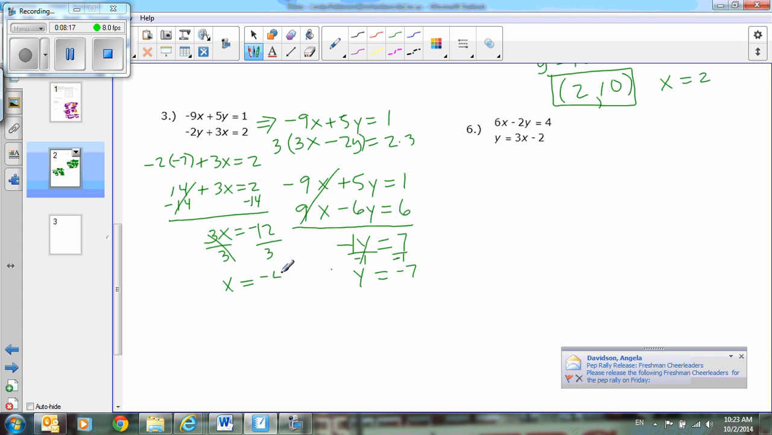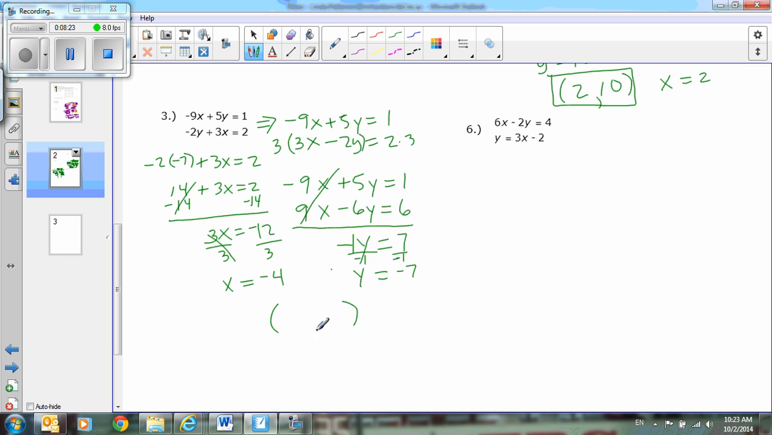All right, so our final solution then, let's write it in the form of an ordered pair, because graphically what we have just found is the coordinates of the point where these two lines would intersect each other. That ordered pair would be negative 4, negative 7.